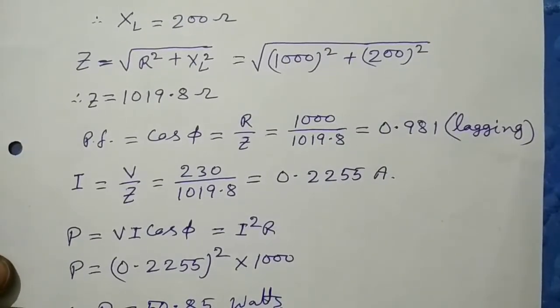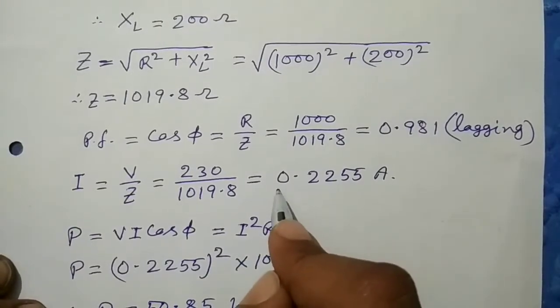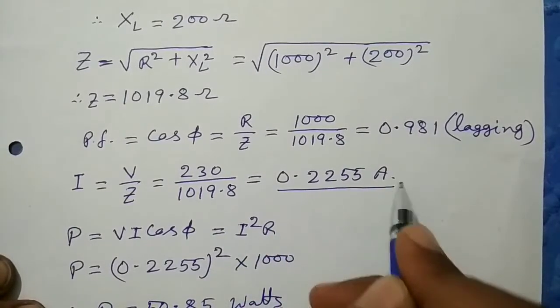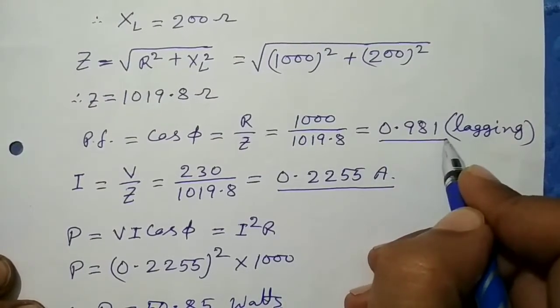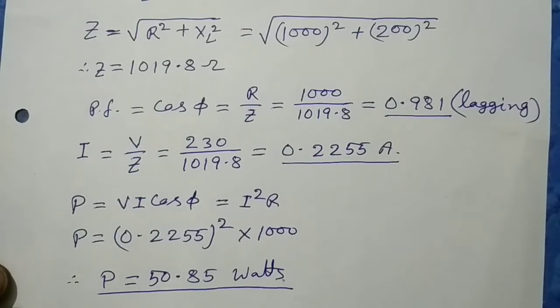So the current is 0.2255 ampere. The power factor is 0.981 lagging and the active power is 50.85 watts.